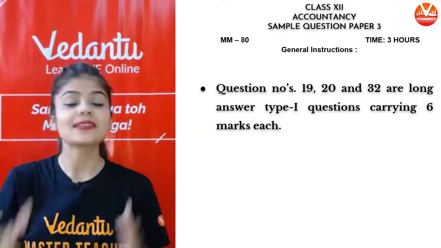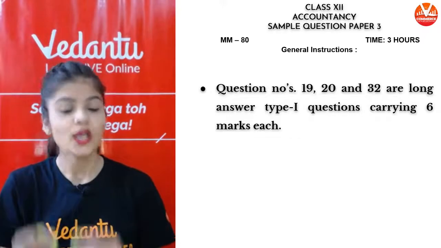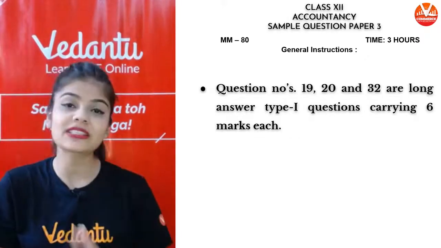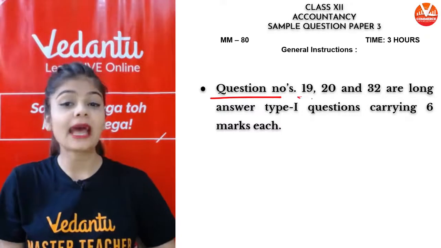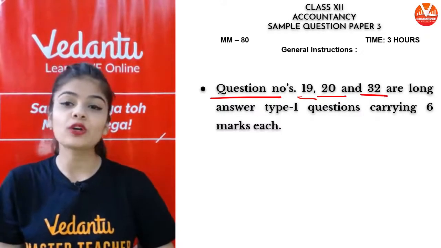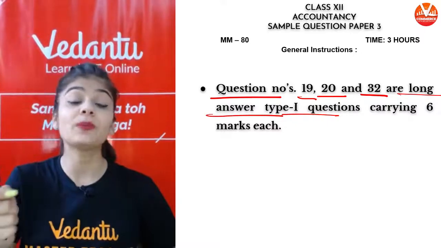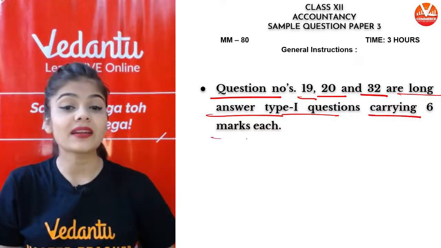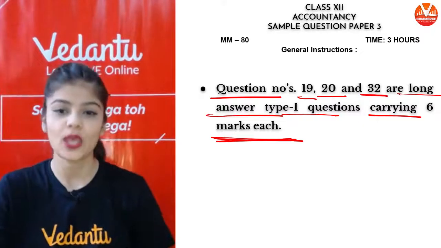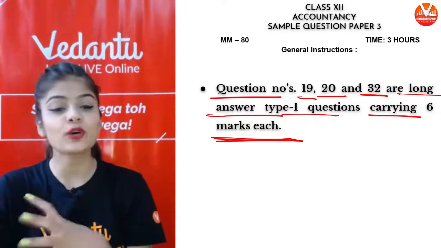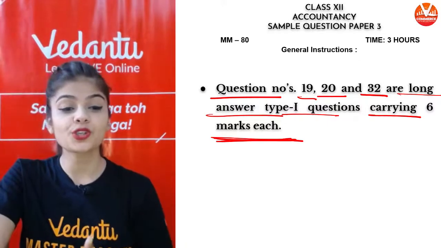So let's start our session with the general instructions. As I have told you, the general instructions are very important. So first we have to read the general instructions and then we will start doing the questions. The general instructions say that question number 19, question number 20 and question number 32 are long answer type questions. So these are 3 questions carrying 6 marks each. Question number 19, question number 20 and question number 32. Hi Shivam. So starting with question number 19.